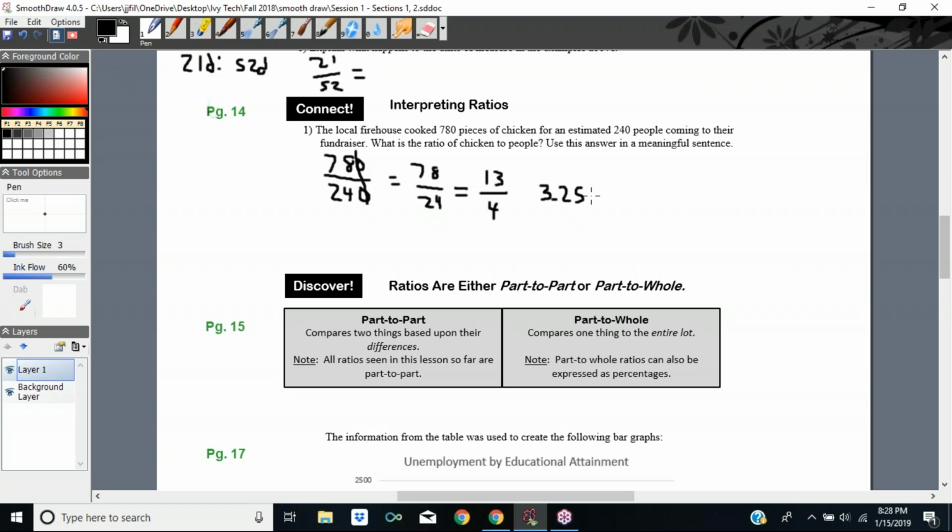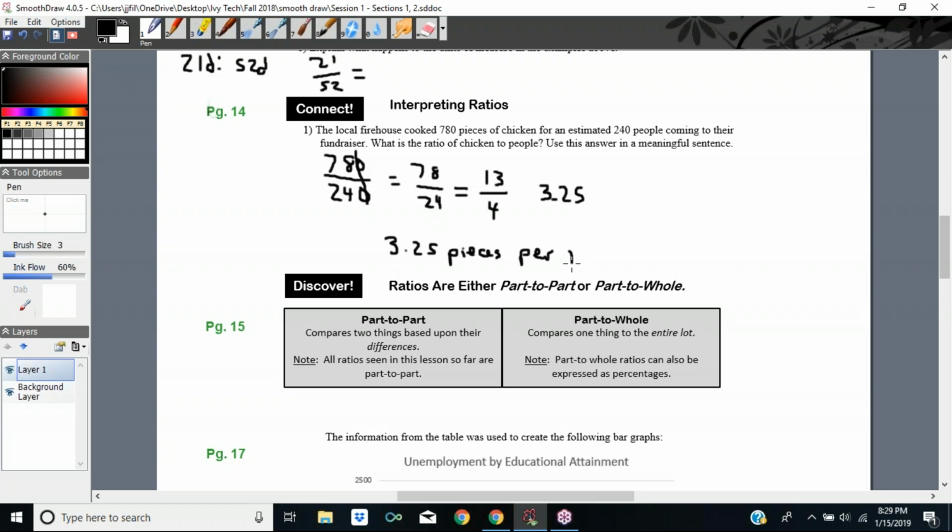So we would write it. I guess there's a few ways we could say this. If we were to write a meaningful sentence, we would say something like, the firehouse cooked 3.25 pieces of chicken per person. Or you could say they cooked 13 pieces for every 4 people. But 3.25 pieces per person would probably be the best.